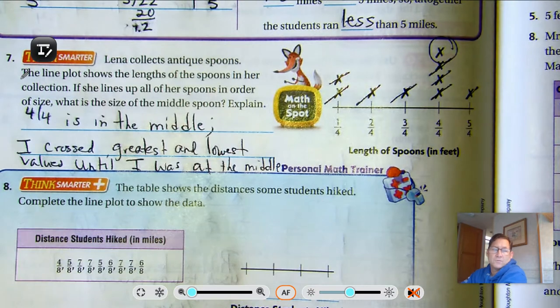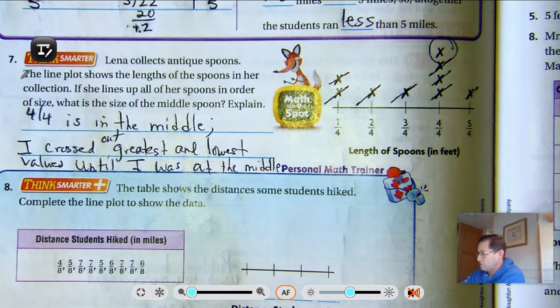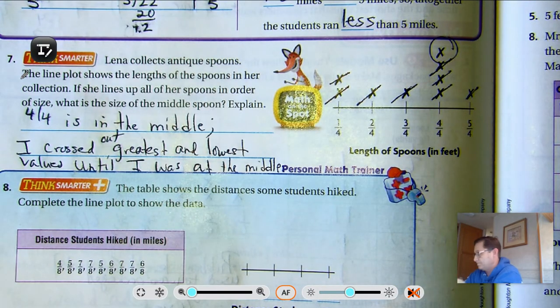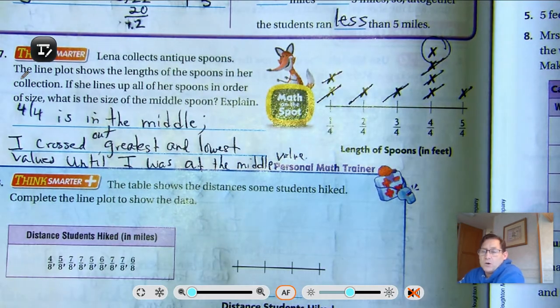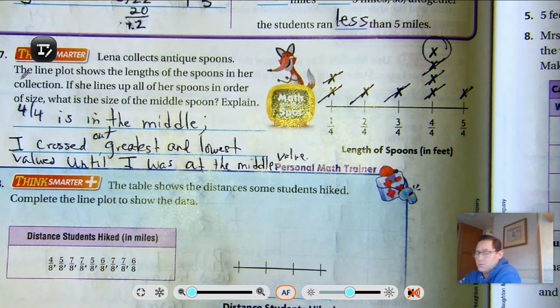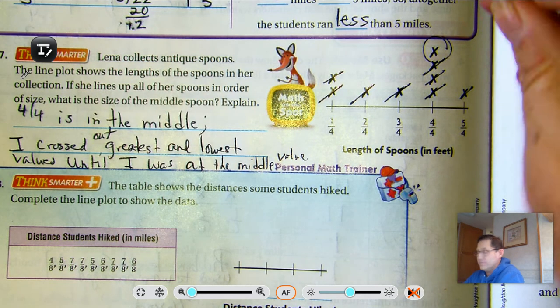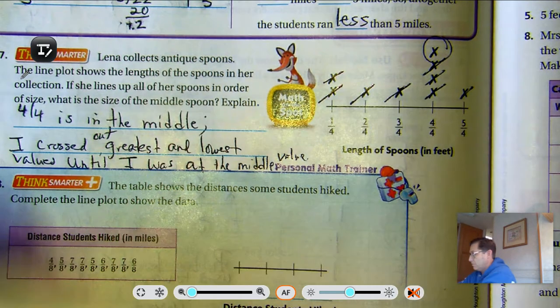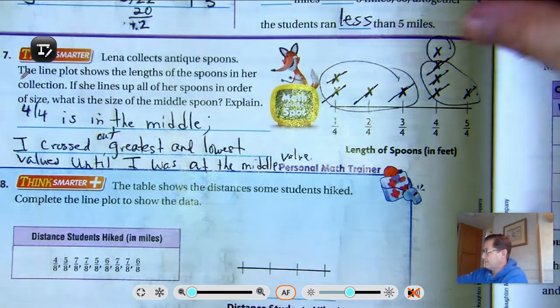Okay. So 4/4 is the middle. I crossed out greatest and lowest values until I was at the middle value. Okay, you could also do it this way. 2, 4, 6, 8. There's 9 spoons. So we would take 4 from each end, and the one in the middle would be left. So I could take away 4 here, take away 4 there, and the X is the 9th one.